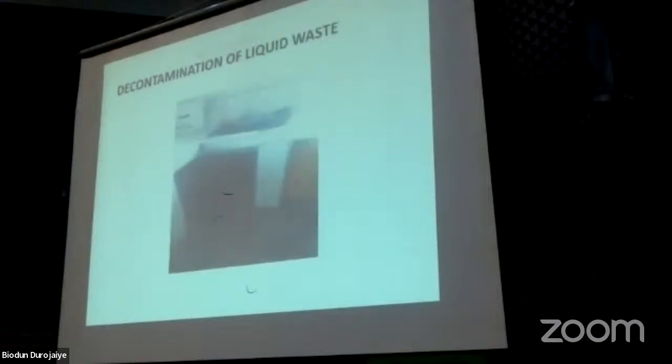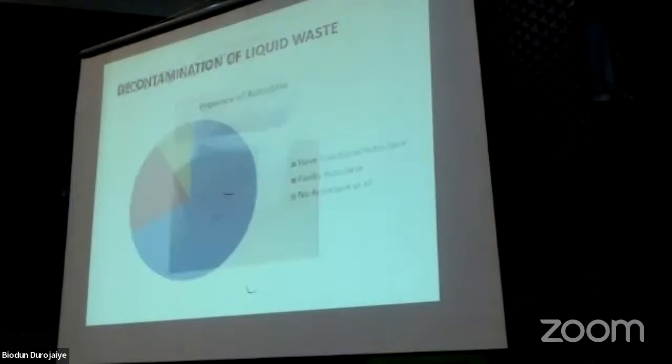This is a picture from one of the laboratories on decontamination of liquid waste. This is the thing. The same sink is used for hand washing. It's also used for staining, and that's where they also dispose of their liquid waste, which is a very big issue in terms of biosafety.